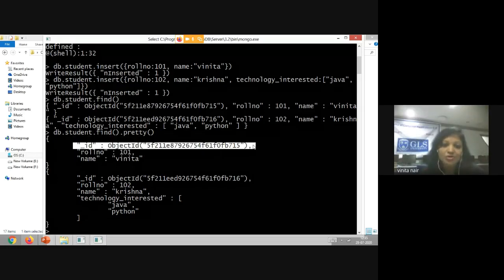Now I forgot, but MongoDB is very smart. It doesn't forget to create a primary key. I didn't mention the primary key, but MongoDB is creating a primary key for every document which I'm inserting into my database. Because it knows that a lot of data is going to come. And you can see the ID is also a long string.